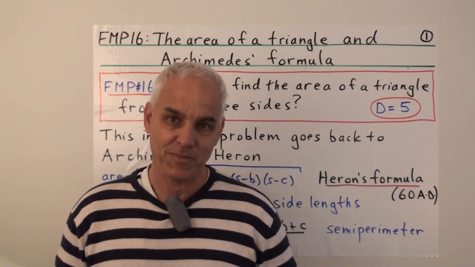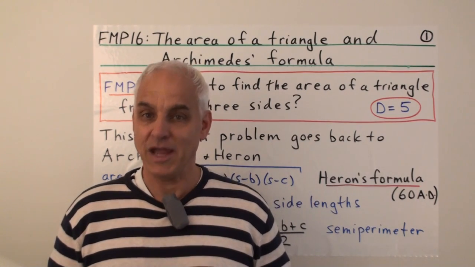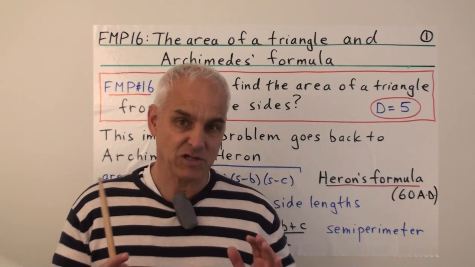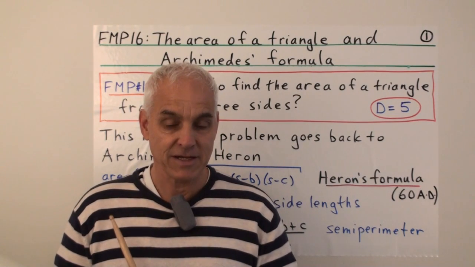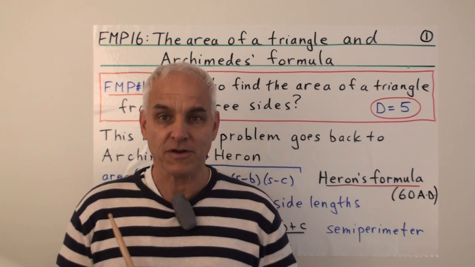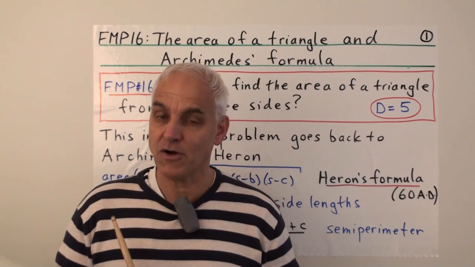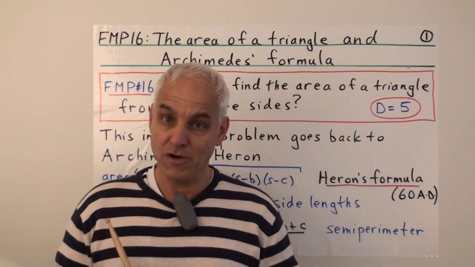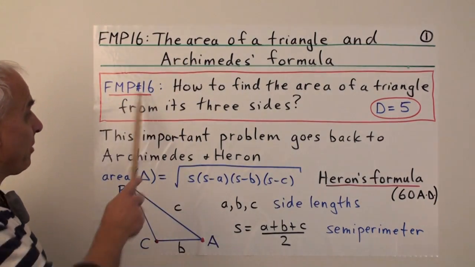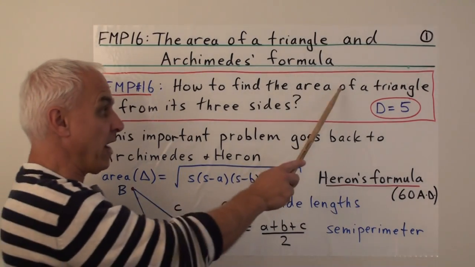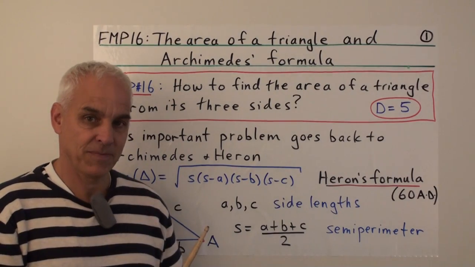I'm Norman Wallberger. Today's famous math problem goes back to the ancient Greeks and touches base with a lot of foundational aspects of modern mathematics, some of which are not often properly laid out. In particular, the crucial idea of the area of a figure. So famous math problem number 16 is how to find the area of a triangle from its three sides.